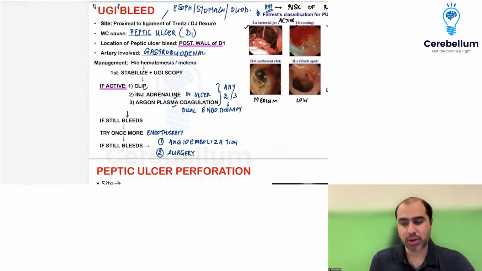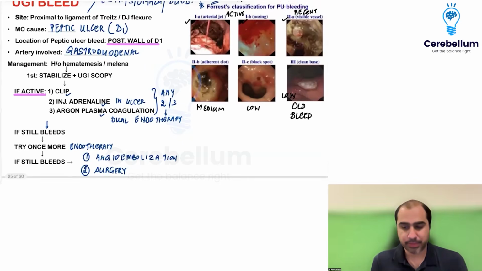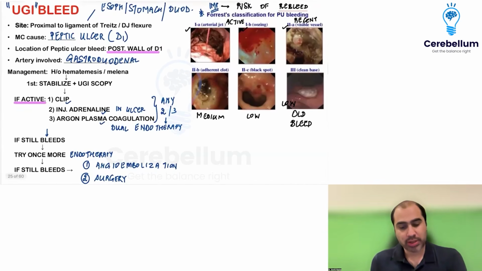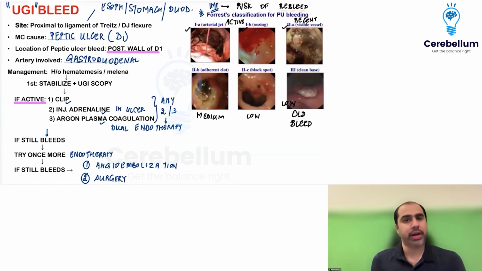Variceal bleed is not in the stomach, right? Variceal bleed is in the esophagus. I will show you the picture, then you will know. Right. So this is going to be the management of upper GI bleed. Again, I have given you a very standard, simple pathway, not too complicated. You will get the answer from this.